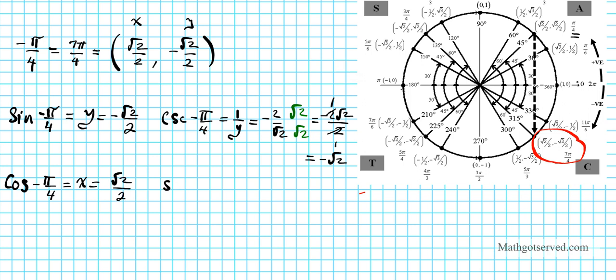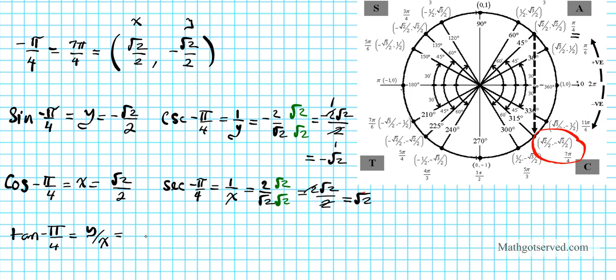Now secant of negative pi over 4 is the reciprocal of x, which is 1 over x, and that's 2 over root 2. And then rationalize the denominator, multiplying by root 2, and that's basically going to be 2 root 2 over 2. So divide out, final answer is root 2. Okay? Now tan of negative pi over 4 is y over x.